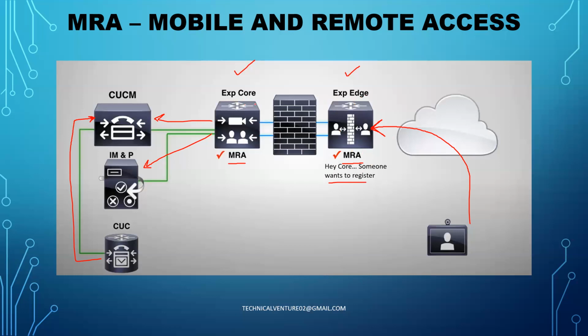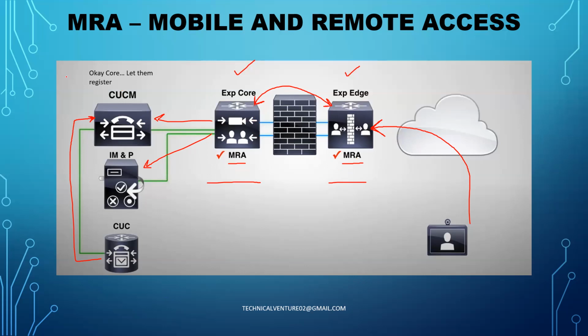So there are real-time messages being exchanged between the core and edge, and every time core is saying, hey edge, do you have something for me? Do you have something for me? Like this, right? So as of now, it says, hey core, someone wants to register. Then core will get a request from the edge. Then core will say, hey CUCM, someone wants to register, right? This will be the next step.